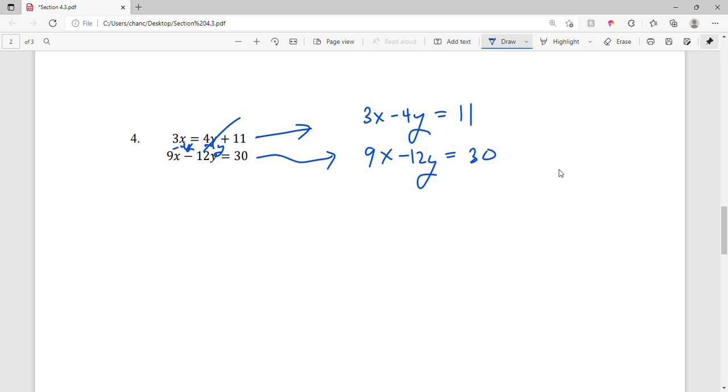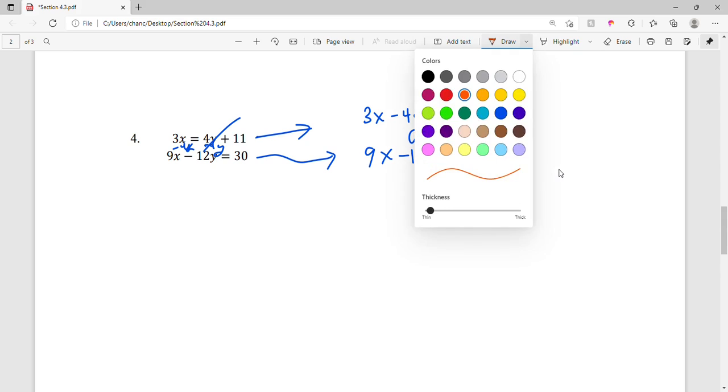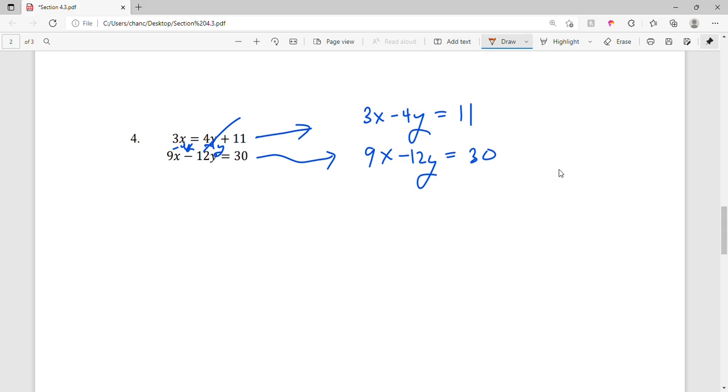Now we could choose to eliminate x's or y's. I want to eliminate the x here, and so I'll multiply negative 3 to every single term for the first equation. And I don't need to multiply anything to the second equation, so we'll leave that alone for now. And so negative 9x plus 12y gives us negative 33. And for the second equation, we're just going to leave it alone for now.